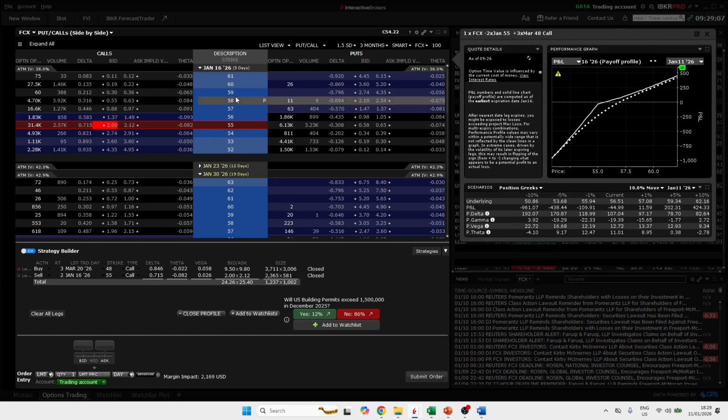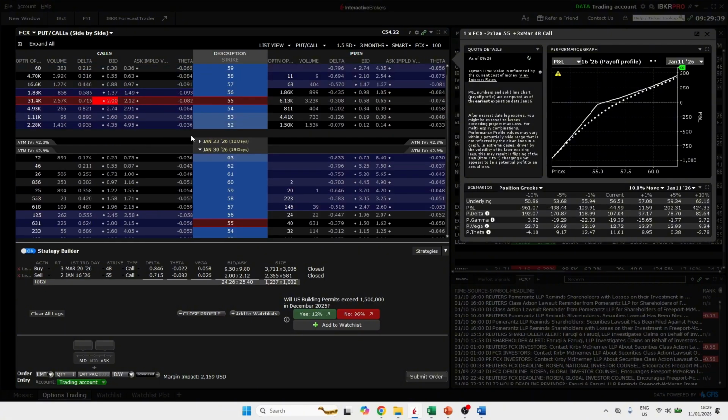So here we have FCX, and we can see the position I have on. We have 3 times the March 48 calls, and we are selling 2 times the January 55 calls. We can see we have unlimited profit potential for the upside, and our total risk is the price that we paid for the calls. We can see that the 55 calls are now trading for about $2.10, and my objective would be to try to roll them out and up.